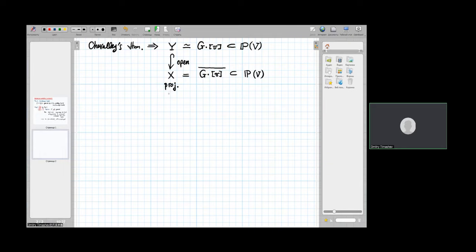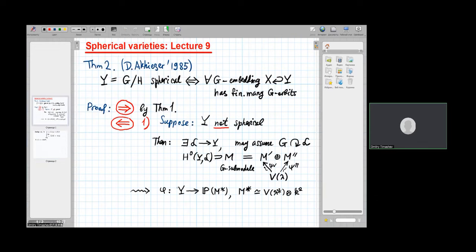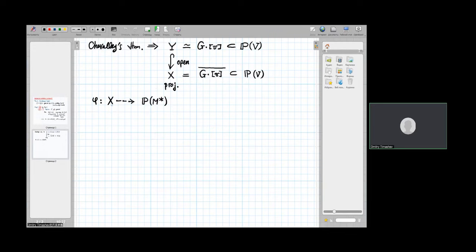But what we can say is that this map phi, which we have seen on the previous page, can be regarded as a rational map from X to the projectivization of M star. We had a morphism from Y to this projective space, and this morphism can be considered as a rational map from X to the same projective space, because Y is an open subset of X. Okay?